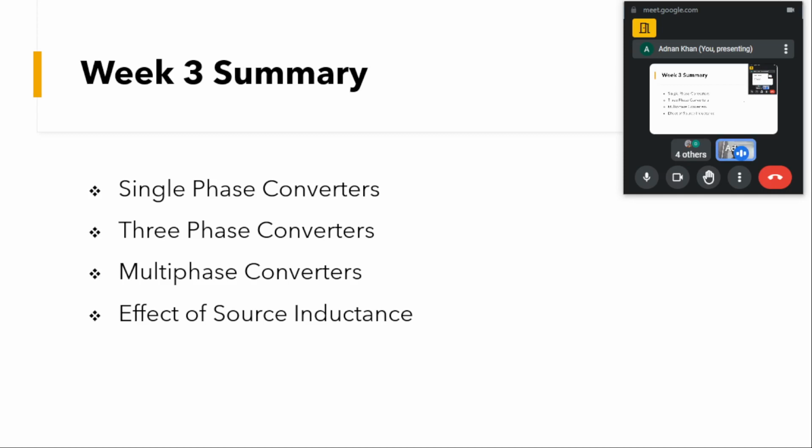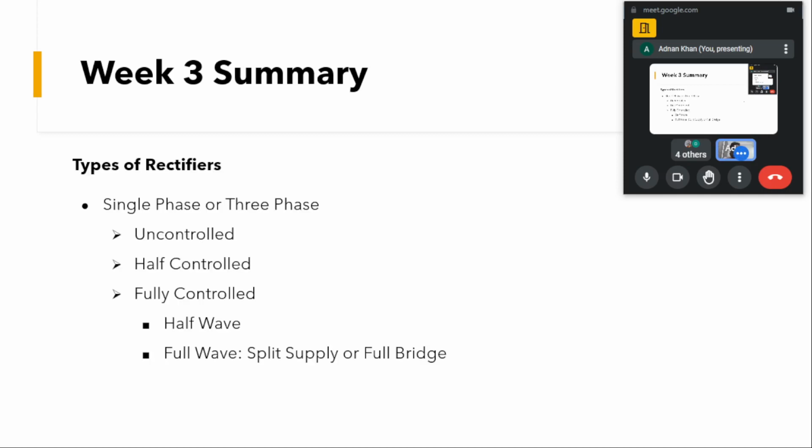So today we'll be discussing some numerical problems related to single phase and three phase systems, single phase AC to DC systems, and the effect of the source inductance. So like I said, through this summary these concepts were shown. We will briefly go through them.